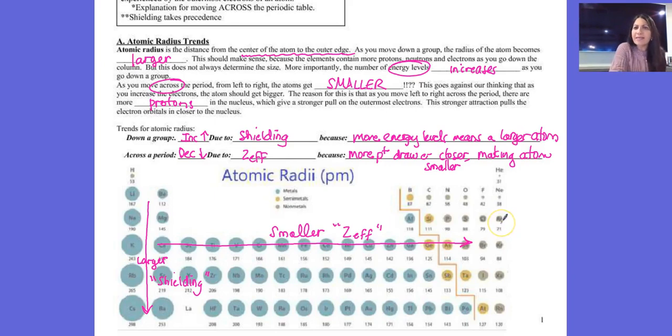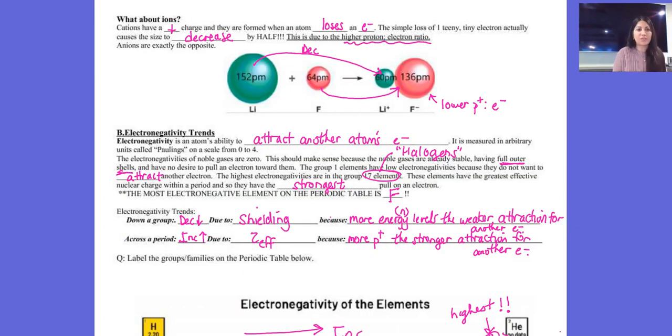So why is it that they get smaller? Well, it's because you do have more protons. So then why are they smaller? Well, those protons have a stronger effect on those electrons. So that electrostatic attraction is greater and they pull those electrons in closer. And so as long as the shielding is constant, what we're talking about is just the number of energy levels. As long as the energy levels are in the same shell, then you have to look at the number of protons. And that's how you're going to end up figuring out the size or whatever the trend is.